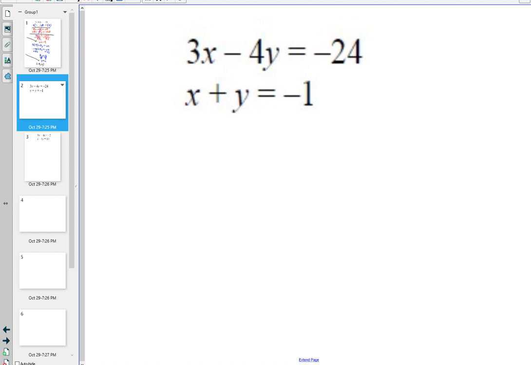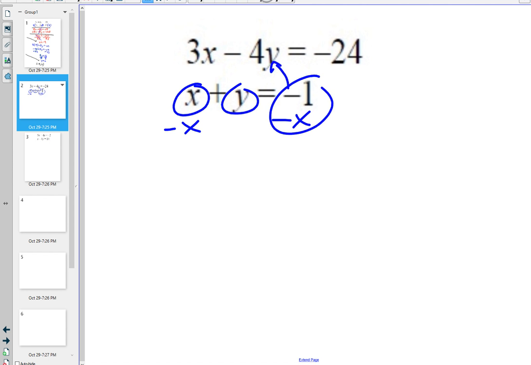I like elimination. Now, you can make the case for substitution if you wanted to use substitution. I would solve for one of these. Like, let's say you wanted to solve for the bottom y. I would just do minus x, and then y is equal to negative x minus 1, and then put that into the y on top. Substitution means you need to know the value of one variable, and you substitute that value into the other equation.